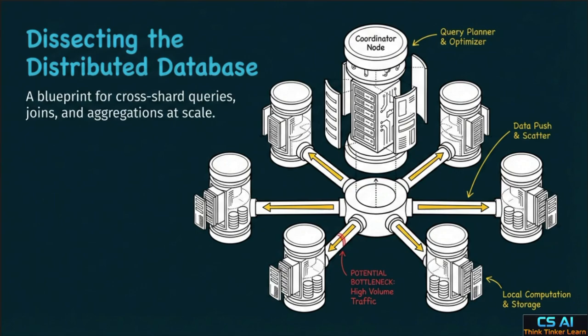Today we are going to dissect the distributed database. We are moving beyond simple sharding and into a complex world of cross-shard queries, joins and aggregations at scale. How do you keep a system fast when your data lives on 6 different machines?